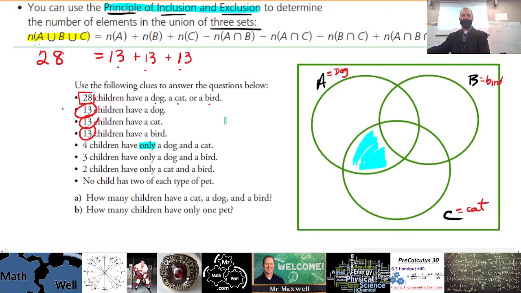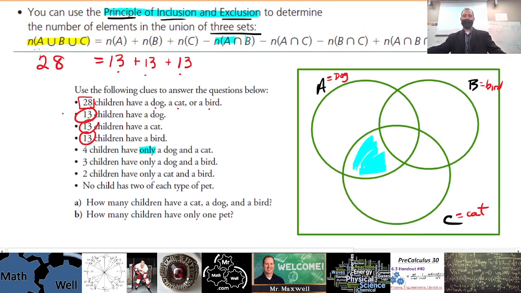Now I have a problem, because this is not "only," okay? This right here is all in A and B. That's this whole thing. And I'm not given the value for that. So let's find out what the problem is. Well, the problem is actually this. I don't know how many kids have a cat, a dog, and a bird. So this is what we're actually trying to solve for.